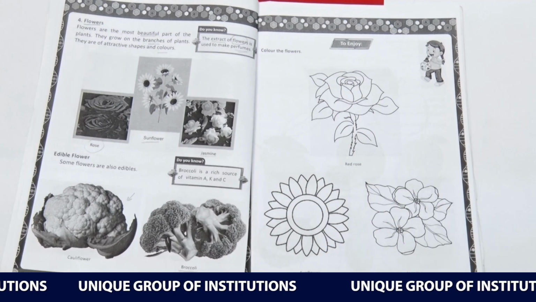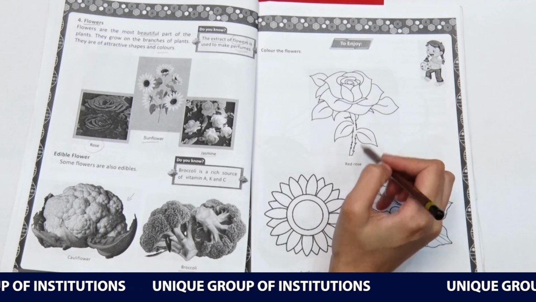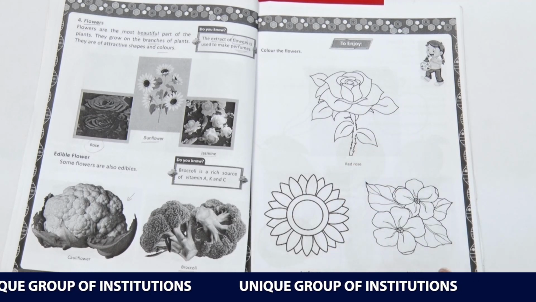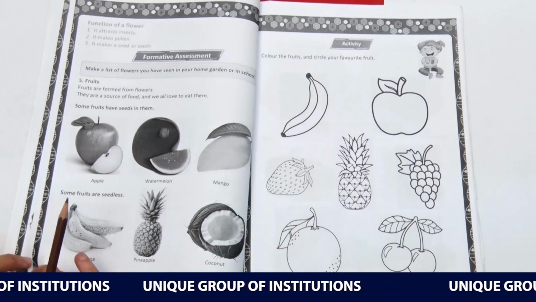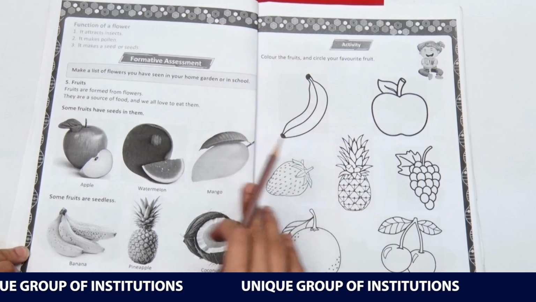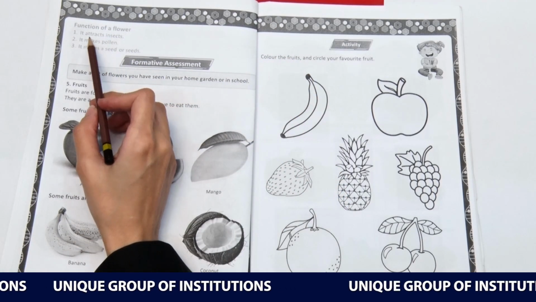Now moving on to page number 18, it is for you to enjoy. Color these flowers. There is red rose, sunflower and jasmine. Now moving on to page number 19, here we have functions of a flower. Now what is the function of a flower?